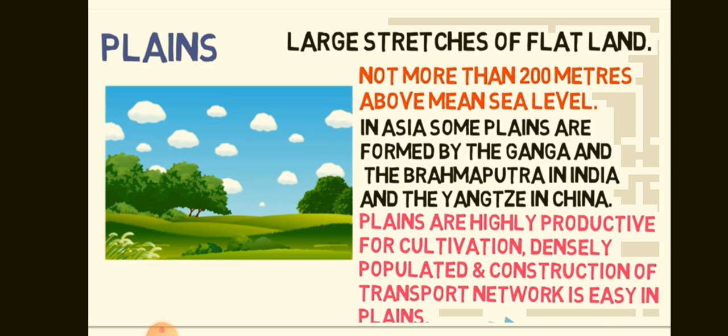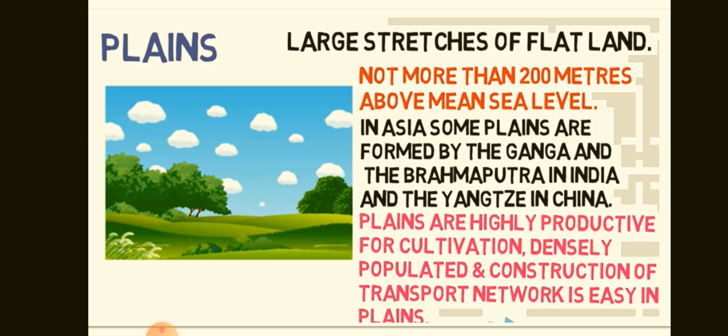Generally, plains are very fertile. Construction of transport network is easy. Thus, these plains are very thickly populated regions of the world. Some of the largest plains made by the rivers are found in Asia and North America. For example, in Asia, these plains are formed by the Ganga and the Brahmaputra in India and the Yangtze in China. Plains are the most useful areas for human habitation.